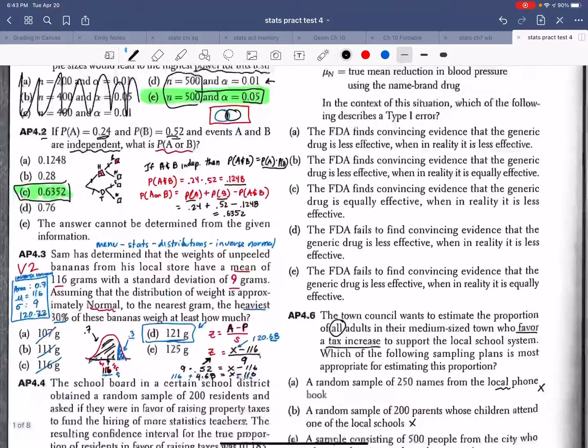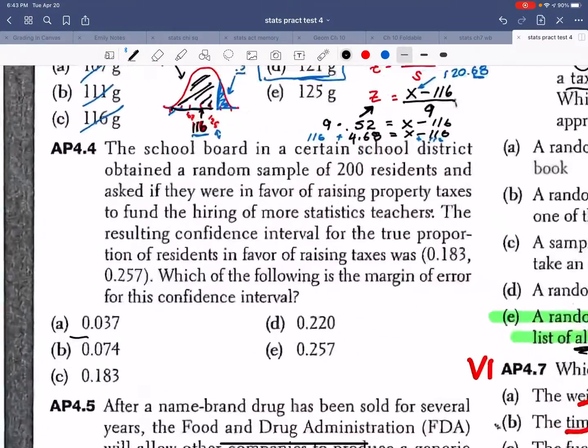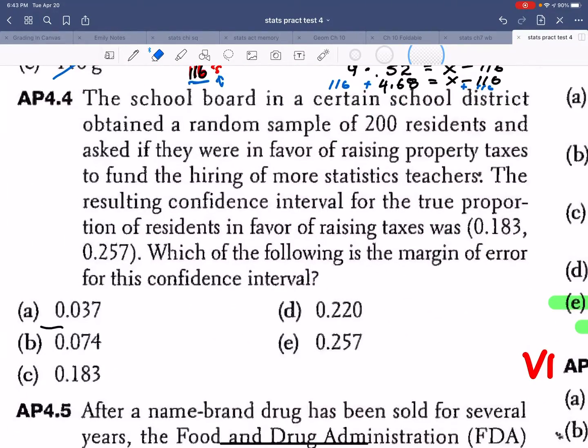Okay, next question, number 4, is under this same type of question. It says a school board in certain school districts obtained a random sample of 200 residents and asked who was in favor. So notice they're asking a yes or no question. Are you in favor, yes or no? Okay, so that's a proportion. The resulting confidence interval told us the true proportion of those in favor. What would be the margin of error?